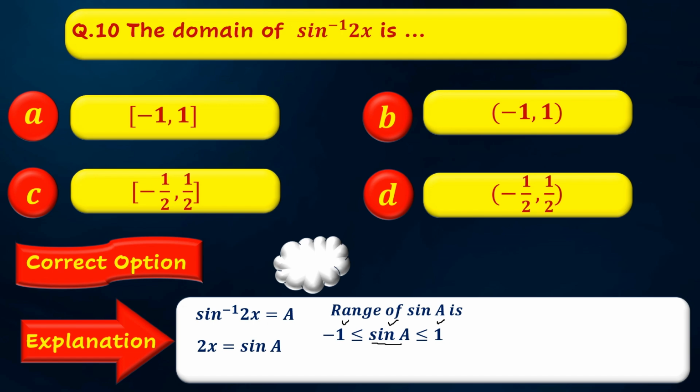Now we replace the value of sine A with 2x and we get 2x is greater or equal to minus 1, less or equal to 1. We divide this expression by 2 and get x greater or equal to minus 1 by 2 and less or equal to 1 by 2. Therefore, the domain of sine inverse 2x will be the closed interval from minus 1 by 2 to plus 1 by 2. Therefore, correct option is option C.